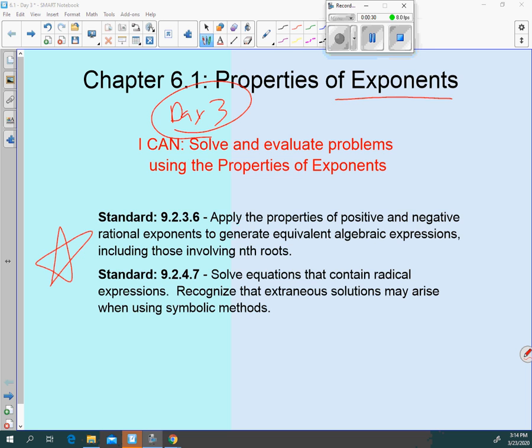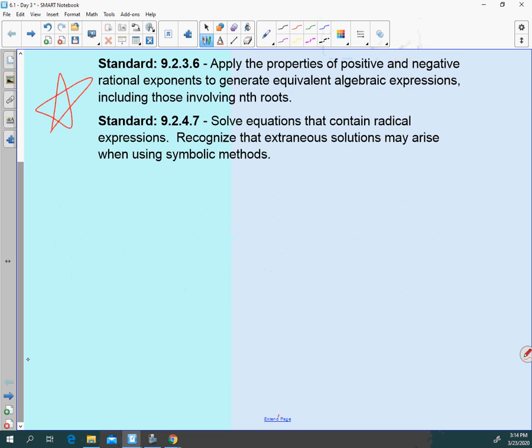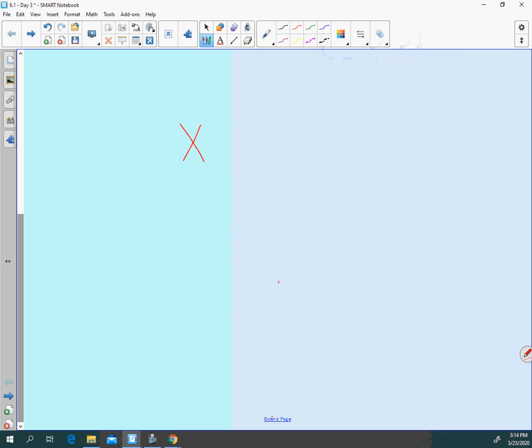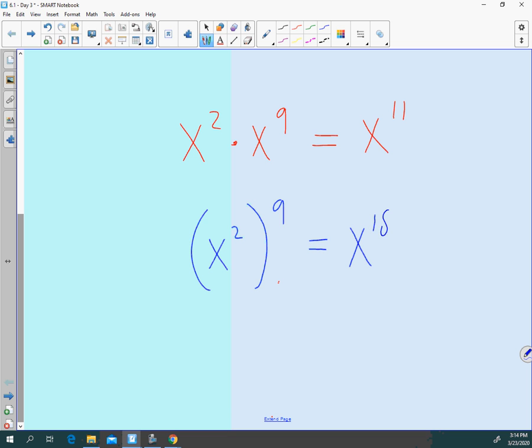All right. So far, just to recap, we've done problems that look like this: x squared times x to the 9th. That answer is x to the 11th. We've done problems that look like this: x squared to the 9th. That one's x to the 18th. Right? What's the difference? These ones you're multiplying. These ones you're adding. Okay? So don't forget how to do all that stuff, all right?